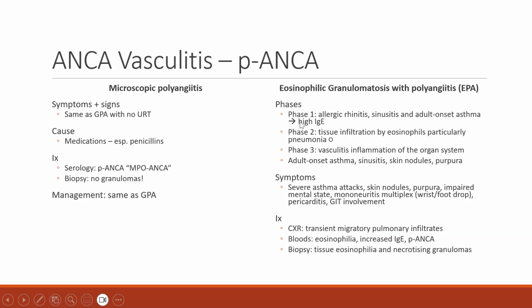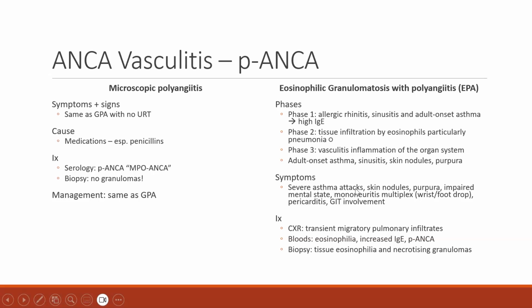So EGPA has 3 phases. Phase 1, we get our atopic symptoms like allergic rhinitis, sinusitis, or adult onset asthma, which all have high IgE. Phase 2, we get tissue infiltration by eosinophils. Phase 3, we get vasculitis and inflammation of the organ system. And yeah, I already mentioned this.